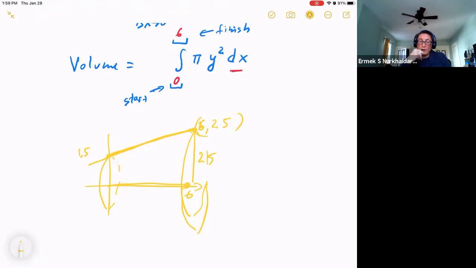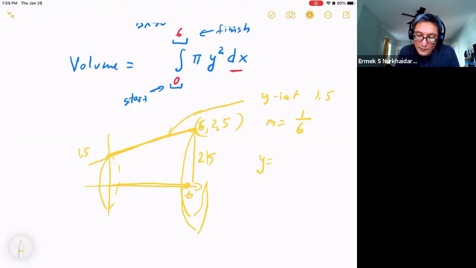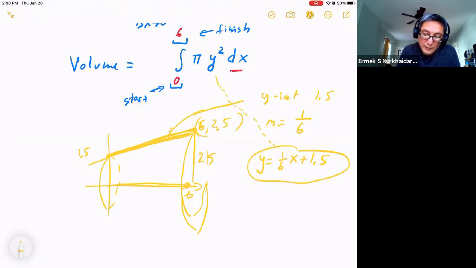So we have that. Now, if you look at what is here, that is a straight line. It has y-intercept 1.5. Slope is 1 over 6. Run is 6, rise is 1. So we have the equation of a straight line, y equals 1 over 6x plus 1.5. And that's exactly what we wanted for y, right? Because that's our y, and that's y. It's going to be substituted here.